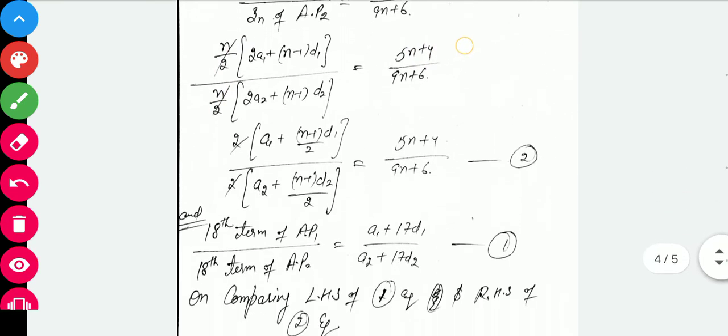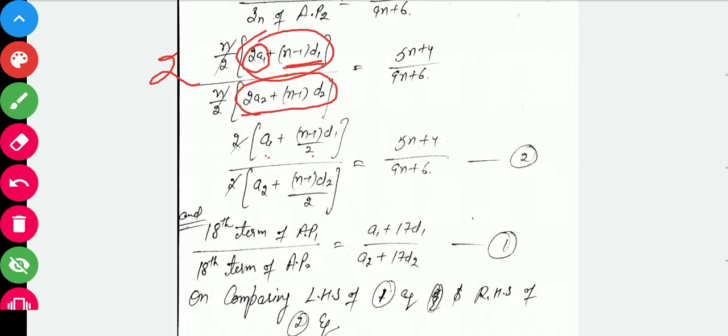In your next step, you have to take 2 common from this equation. It means we have to divide this equation by 2, so that 2 comes out and is taken common from both terms. So 2 comes out, it will give you A1, and here we are left with n minus 1 into D1 over 2. Similarly, 2 can be taken common from the second equation. The 2s cancel with each other. We are left with this.